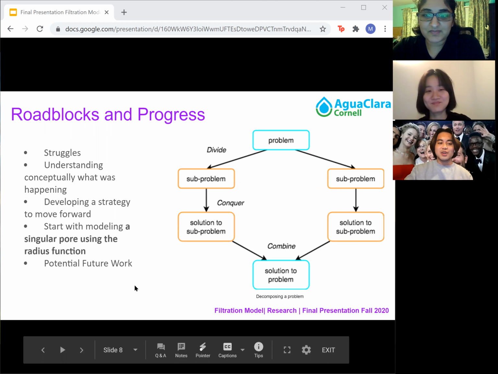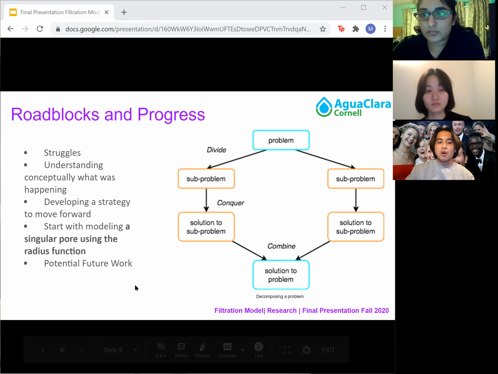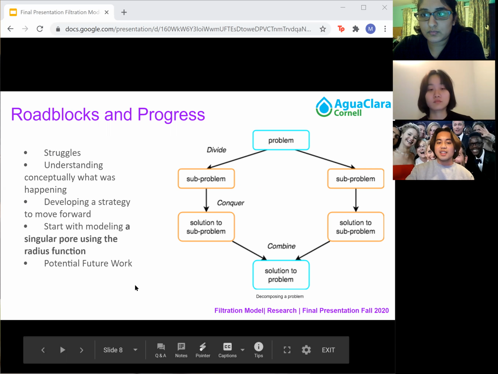We wanted to make sure that we understood everything conceptually and everything that was happening in our model before we started working on doing the actual hard math. We knew that if we wanted to make any progress with the math portion, we must first understand what was going on theoretically. We developed our strategy in first modeling a singular pore and scaling up from there. That, however, would prove to be the hardest part of anything we had to do.